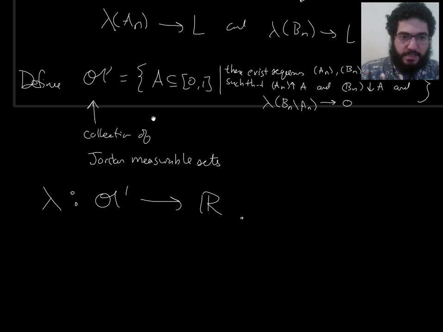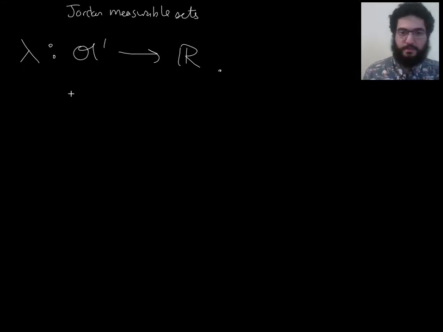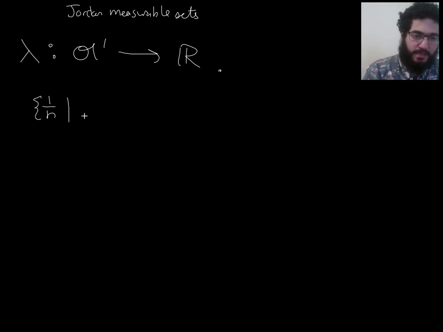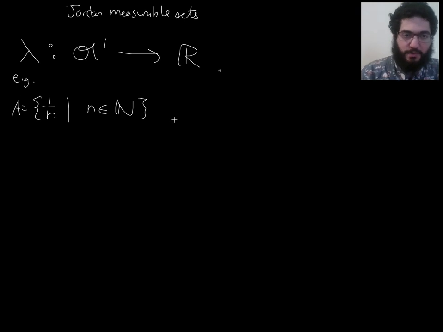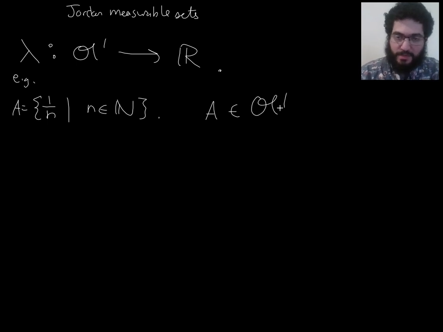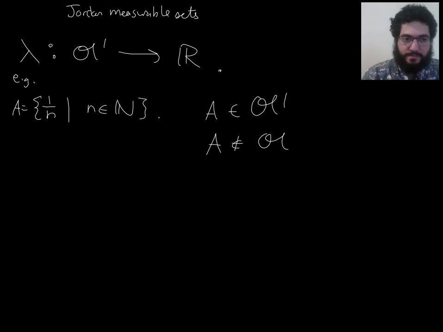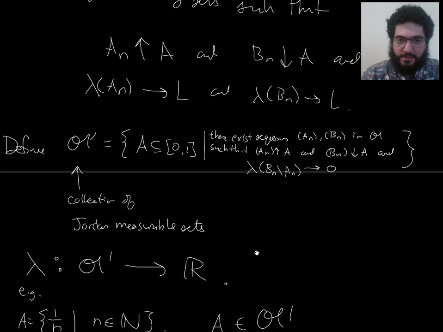So let's just look at an example of a Jordan measurable set which was not one of our elementary sets. So let's take the set of 1 over n's. So this is an example. Let's say A is the set of these 1 over n's. I'm going to claim that A is a Jordan measurable set, but it is not one of our elementary sets. So you have to use this idea of approximation by elementary sets in order to decide what is the measure.